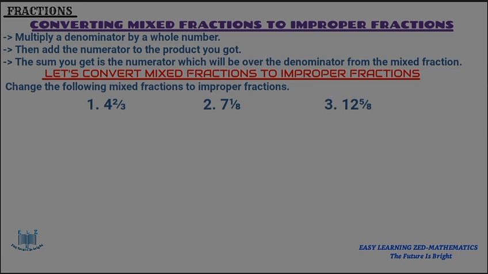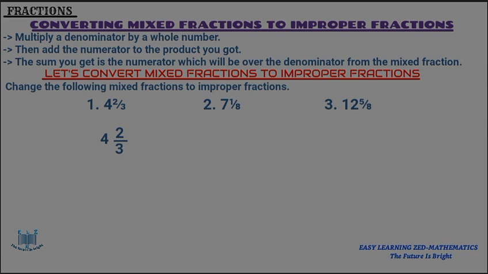Question 1, we have got 4 2 over 3. I'm going to rewrite this fraction, starting with the first fraction. I'm going to write 4. In this fraction, 4 is the whole number, 2 is the numerator and 3 is the denominator. I need to identify the denominator in this mixed fraction before I do anything, because the denominator from this mixed fraction will be used. So 3 is the denominator, 2 is the numerator, and 4 is the whole number.